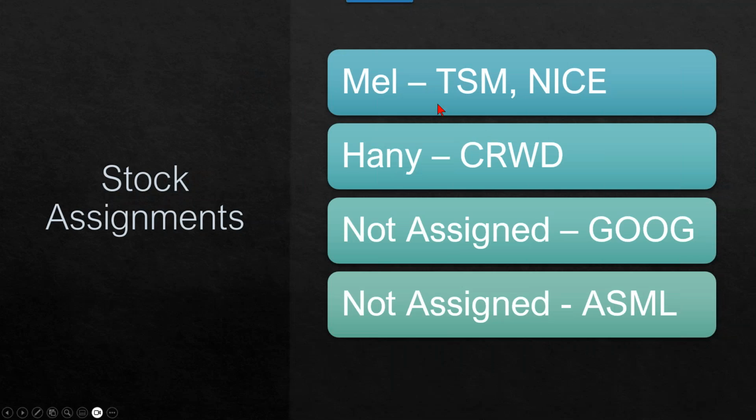Stock assignments. We had a number of stocks that were not being followed by any of the members. So Mel has volunteered to look after TSM and NICE. I took CrowdStrike. Google and ASML are not assigned right now, so we need some volunteers for these. What was Anitra following? Meta. Oh, okay. So we're not assigning that.